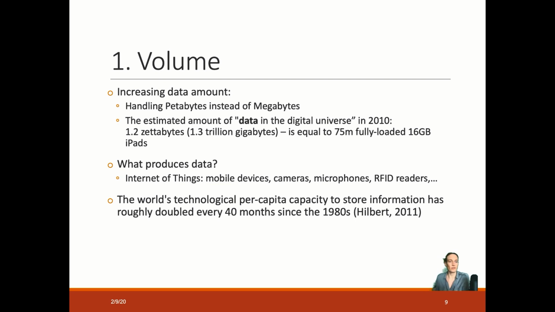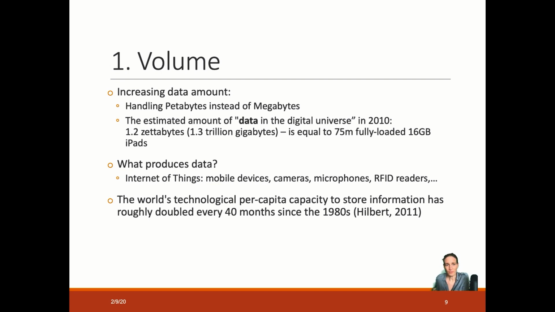So the first V is volume. There's an increasing amount of data. Instead of megabytes, we're handling petabytes. The very first laptop I had, which was a Toshiba TX1000, had 64 kilobytes of working memory. It didn't run Windows, it ran DOS only. It was a great machine, actually. But we're constantly evolving, right?